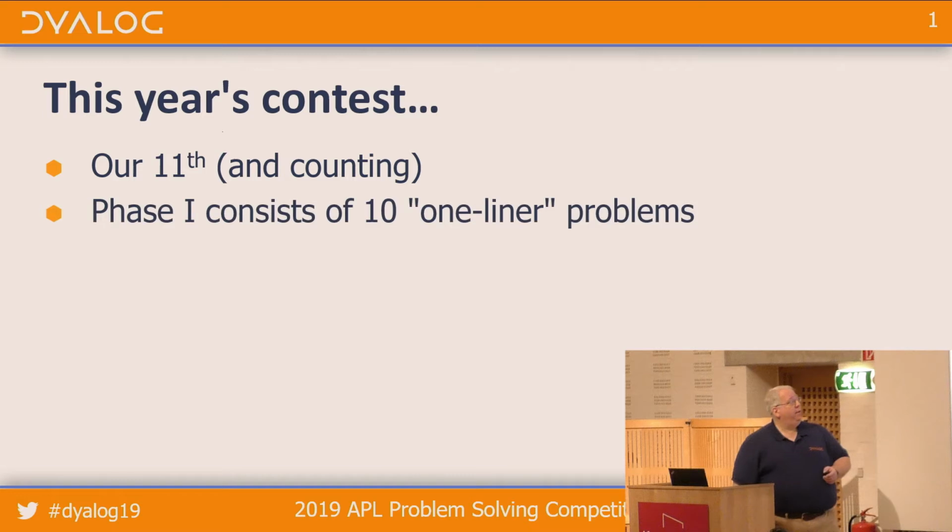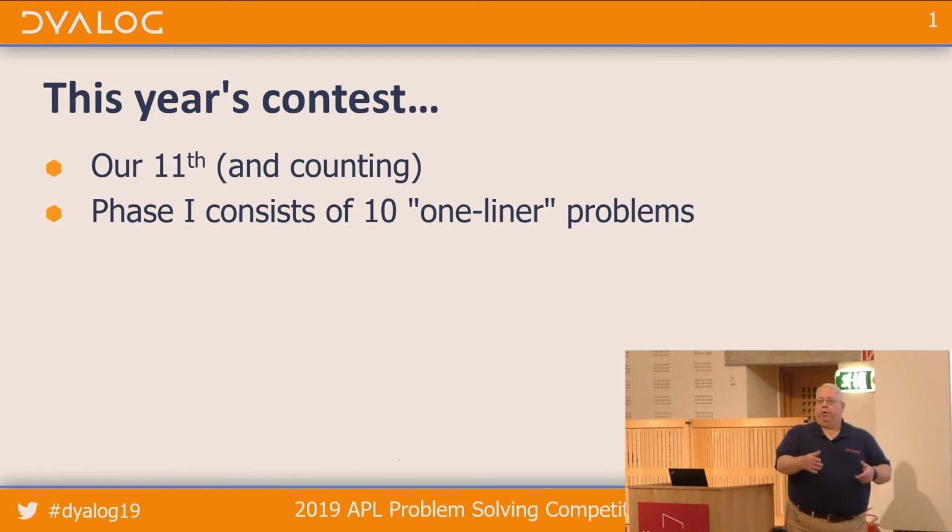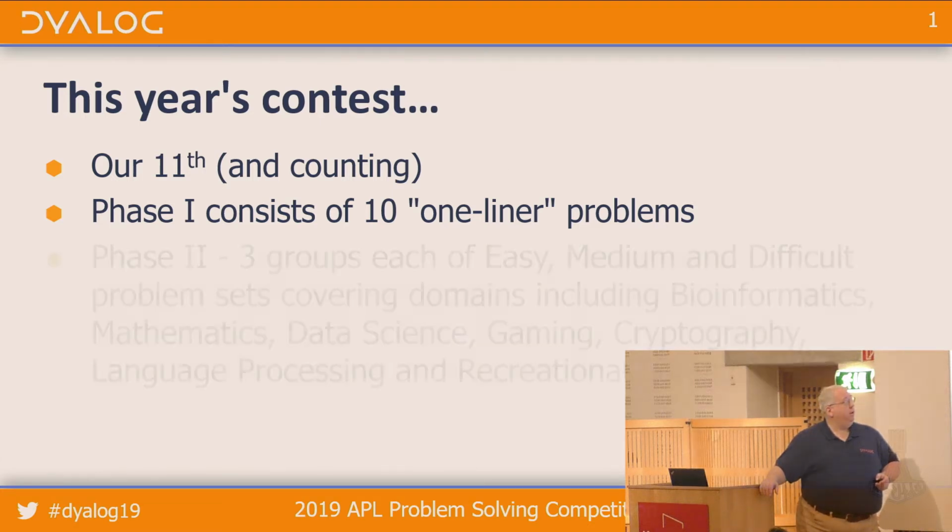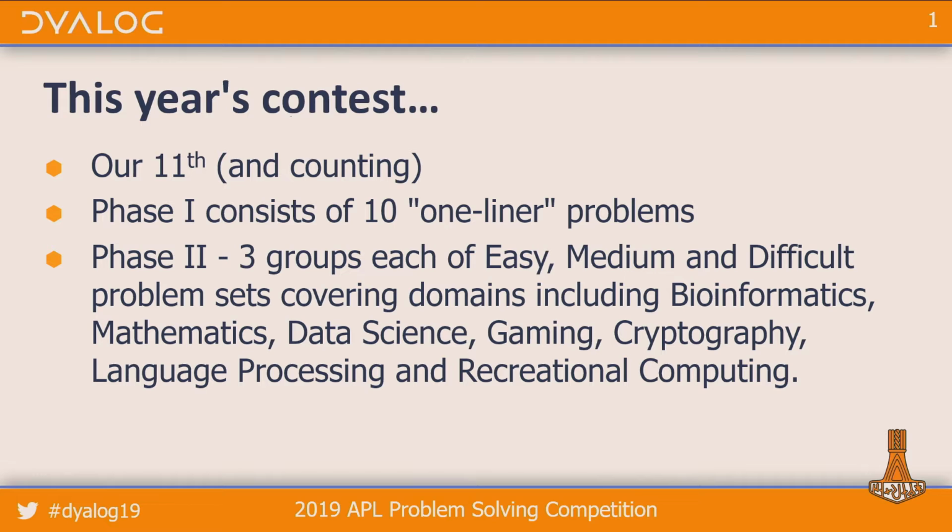next year. So phase one consisted of solving 10 one-liner problems. So they were problems that could be solved fairly easily in one line of APL code. And then phase two consisted of 3 groups each of easy, medium, and difficult problems, and they covered a wide variety of domains. So we wanted to make sure that we showed that APL was good for problem solving across not just math or finance, but across quite a wide variety of domains.